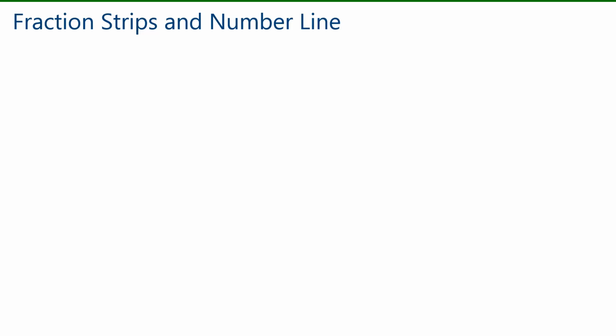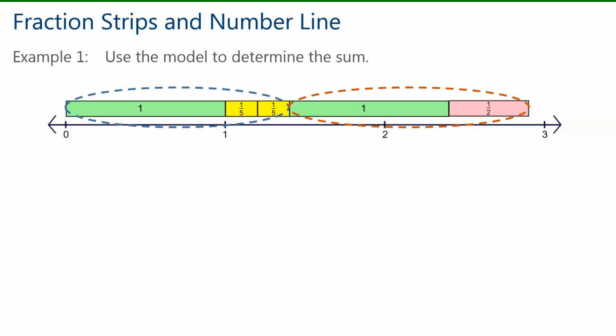And last but not least, let's have a look at fraction strips and the number line. Here's our model. Okay, let's look at our fraction strips. So I see in the blue oval that we have 1 whole and 2 1/5 strips. So in total, that'll give me 1 2/5.